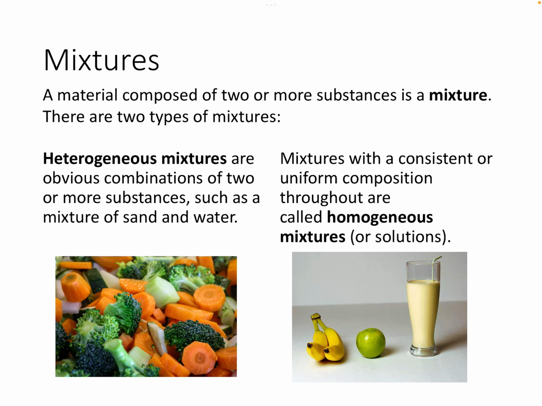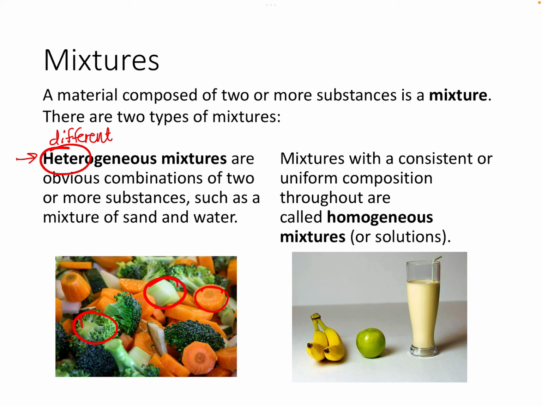But if we look at heterogeneous mixtures first, remember earlier we said that hetero means different. So heterogeneous mixtures contain obvious combinations of two or more substances. So that could be sand and water, or down below I have a mixture of vegetables. So we can very clearly see the different components of that mixture.